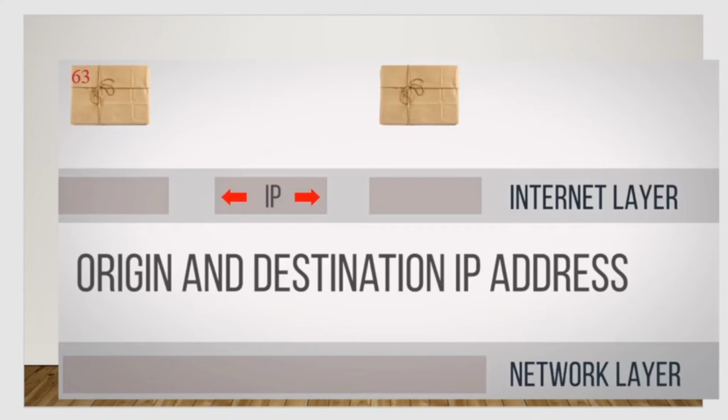Once that it is accomplished, ang ginagawa ni IP address, nag-a-assign siya ng origin and destination IP address. So what's the need for that? So that both networks would know saan galing yung packet na yon at saan siya dapat mapunta, sa destination niya. Okay, saan galing siyang IP?